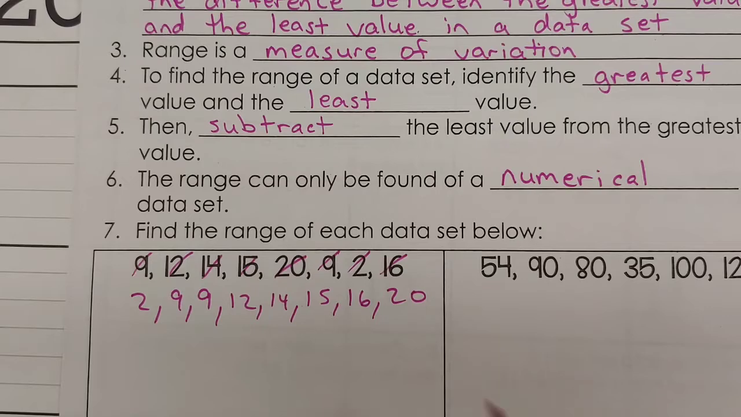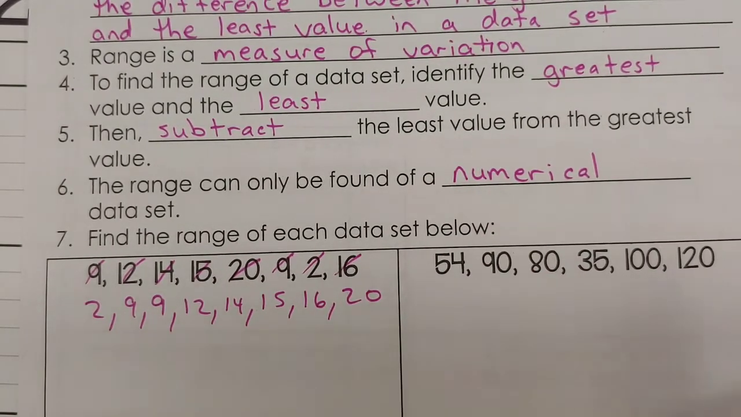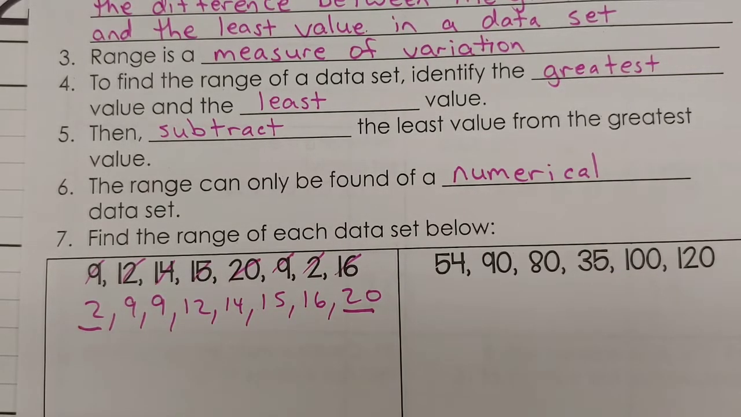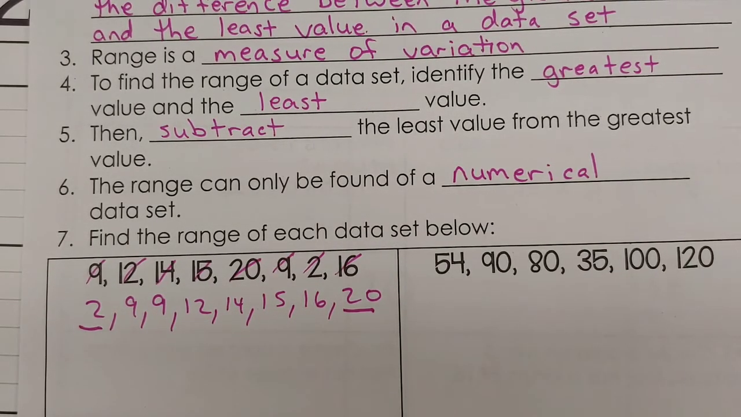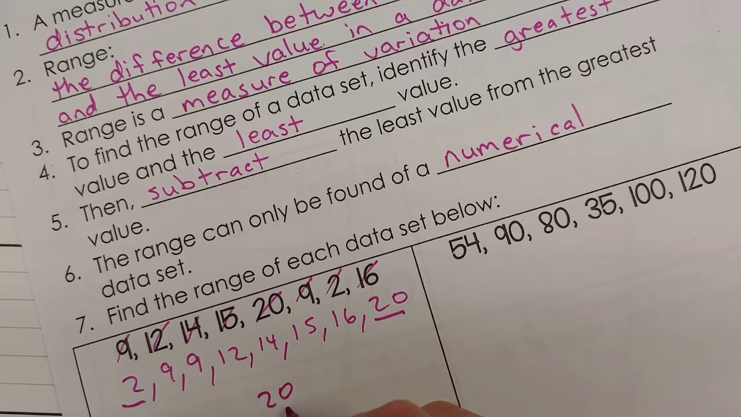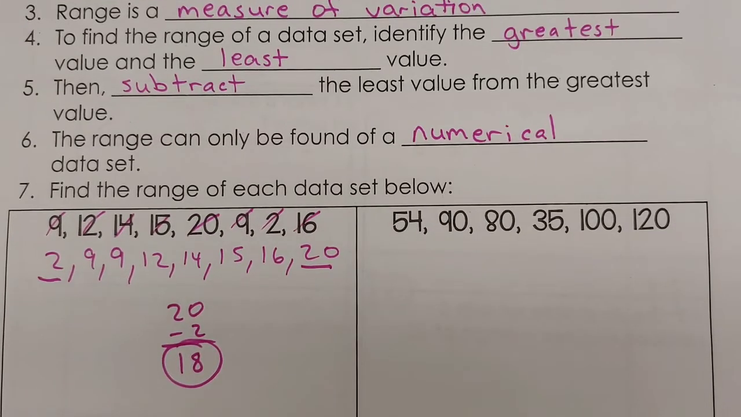So if we go back to number 4, to find the range of the data set, identify the greatest value and the least value. Since I went ahead and put these in order, we know this is the least and this is the greatest. Number 5 says, then subtract the least value from the greatest. So all we have to do, 20 minus 2 is 18. And there you have it, that's the range. The range is 18.